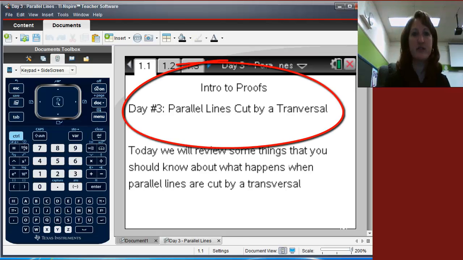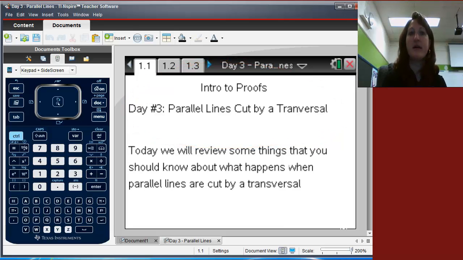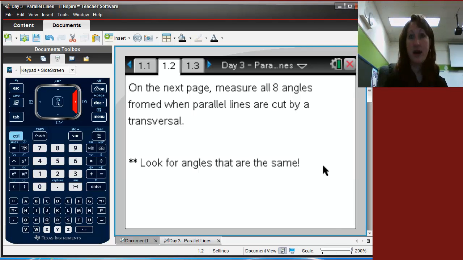For the third day of our Intro to Proofs chapter, we're going to talk about parallel lines. And again today, just like when we did the angle video, we're going to start with just basic stuff that you've probably seen somewhere before, but really we're just going to refresh your memory. So, first thing that we're going to take a look at are actually parallel lines cut by a transversal.